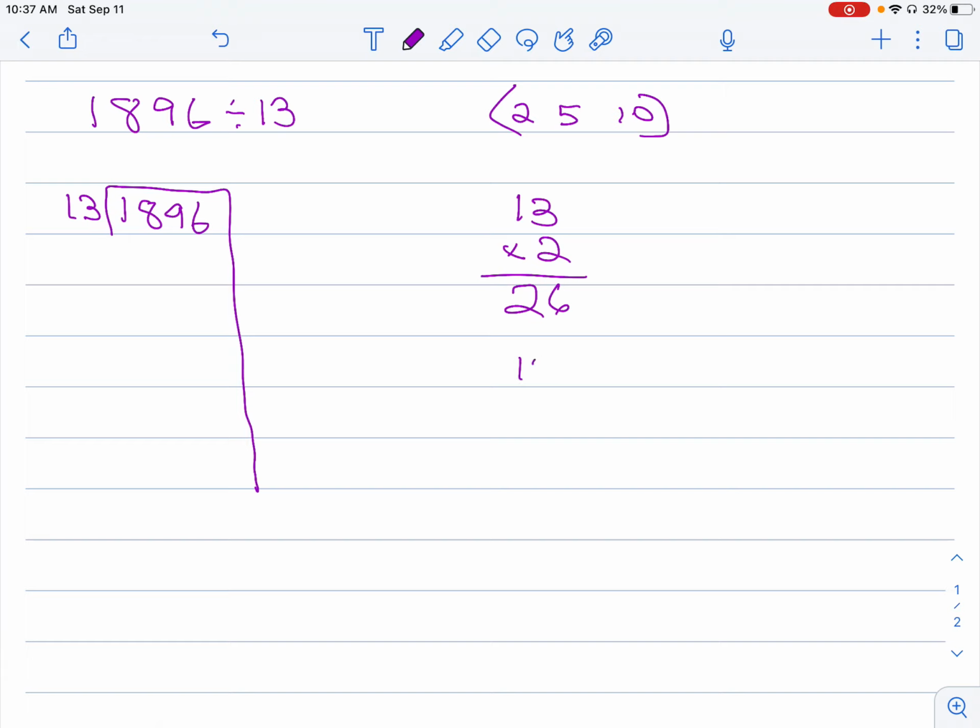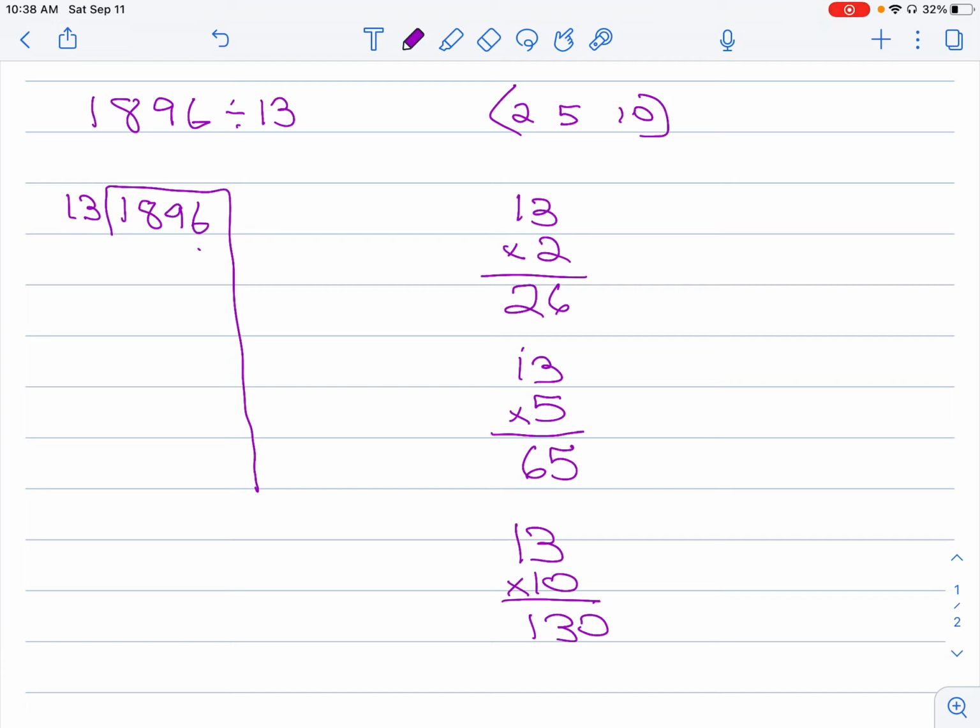Next, I would do 13 times 5. 5 times 3 is 15. Carry the 1. 5 times 1 is 5. One more makes 6. And the last one would be 13 times 10. And that's the same thing as 1 times 13 with a 0. 130. Now, 130 is definitely not anywhere close to our dividend, so we're going to need to add some zeros.